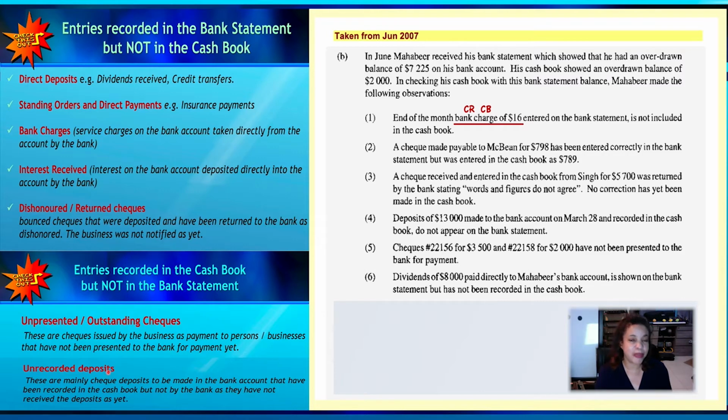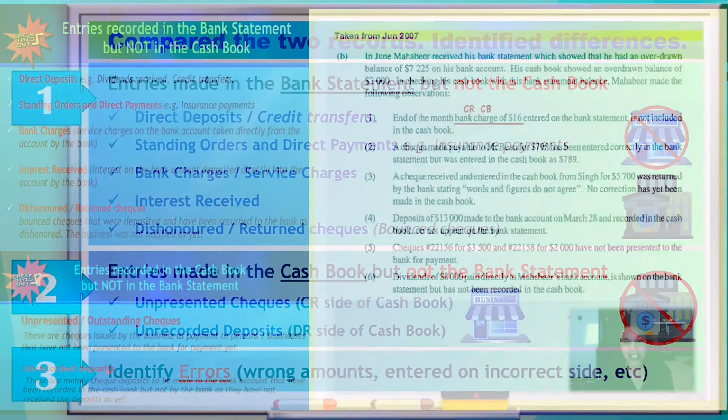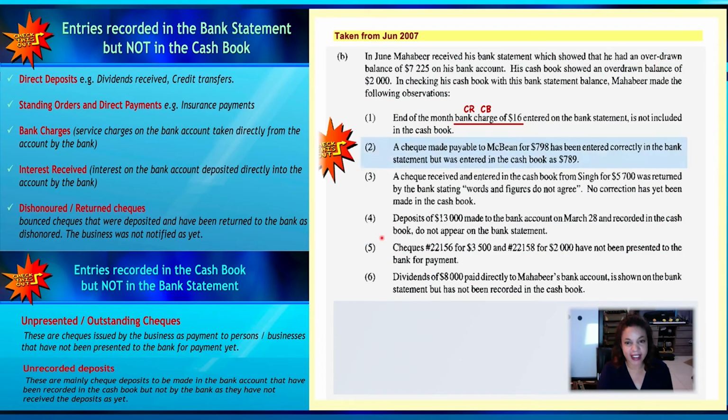No example that we came across, though, had the 3rd reason for a difference in the balance, and that would be errors. So number 2, this one here, is actually the first time that we are going to encounter this. And it is actually an introduction into another very important topic, which is correction of errors. So we're just going to get a nice little introduction here in terms of that. So this is an error.